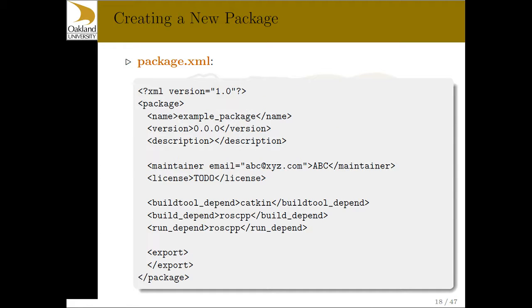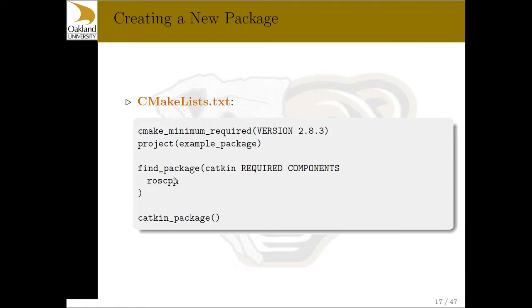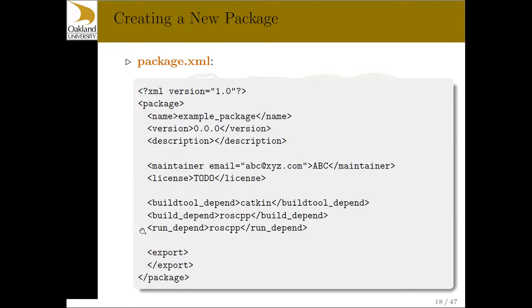Likewise, here's the corresponding bare minimum package.xml. Again, this name has to match the package name, and buildtool_depend catkin has to be there all the time. And then what you're going to change are the build_depend and run_depend. Likewise, the only package dependency in here is roscpp. This corresponds to this list. So if you add something like geometry_msgs, like we saw in the example, we'd have to put that in this list, as well as a build_depend and a run_depend on geometry_msgs.